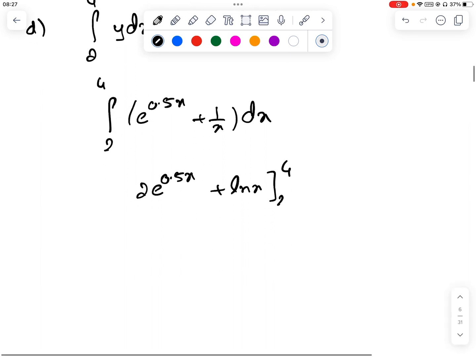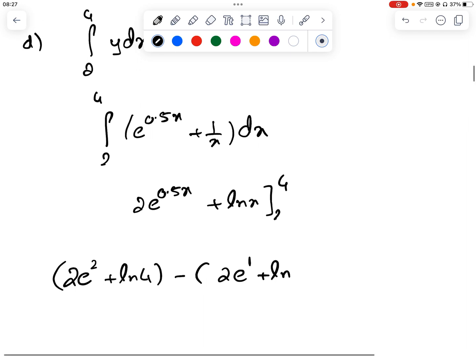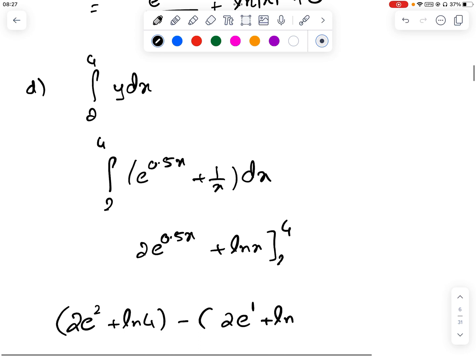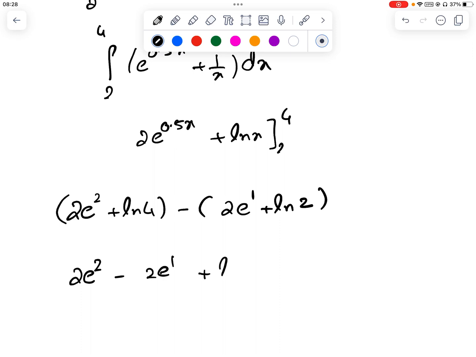Plug in 4 now: 2 e to the power of 2 plus ln 4, minus 2 e to the power of 1 plus ln 2. So what do I get from there? 2 e to the power of 2 minus 2 e to the power of 1 plus ln 4 minus ln 2. When I simplify, to 2 decimal places it is 10.03. This is 2 dp. That's going to be the answer.